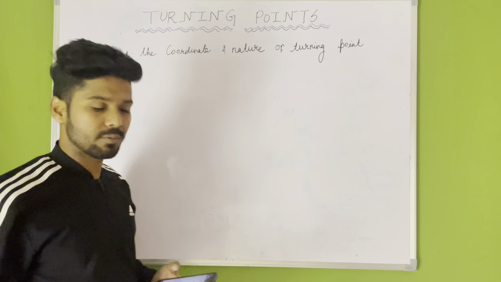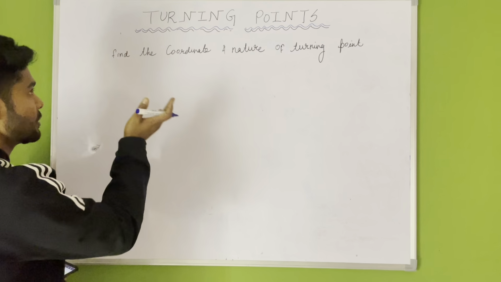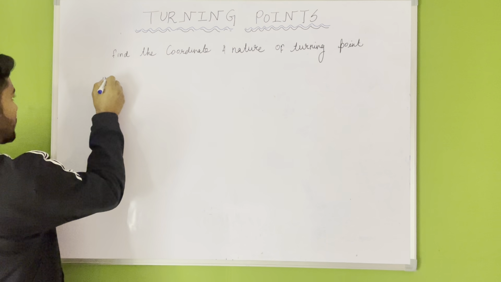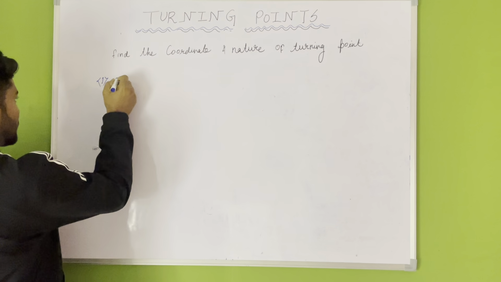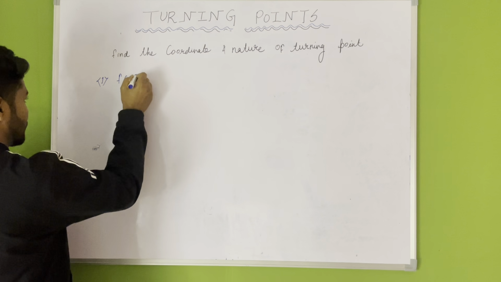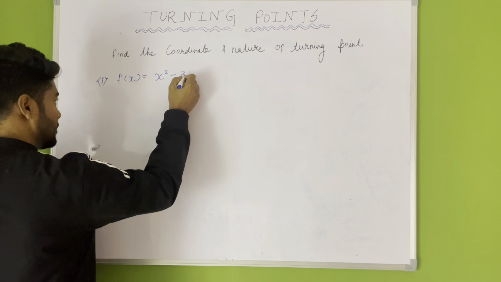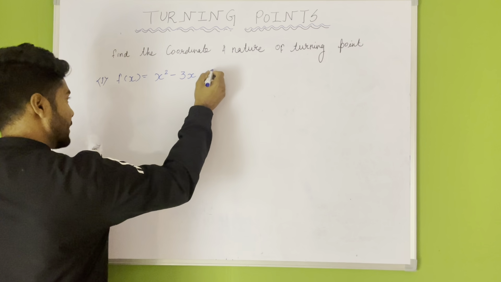So now we will solve some of the questions. Find the coordinate and nature of the turning point. First question is f(x) equals x square minus 3x minus 5.